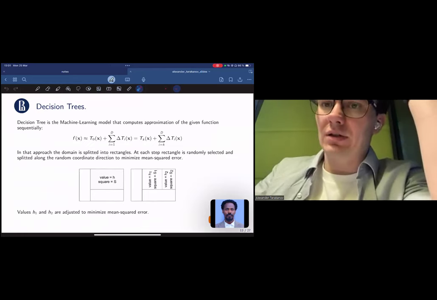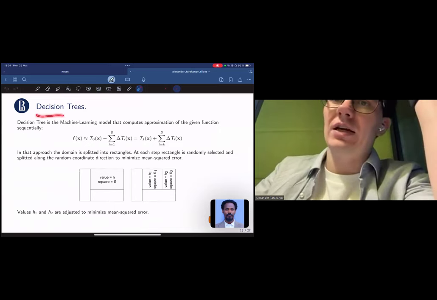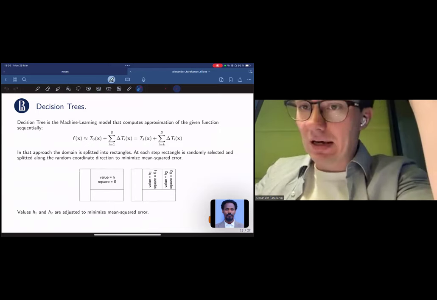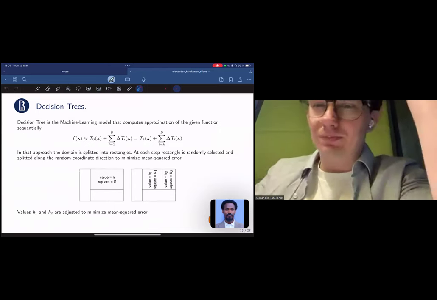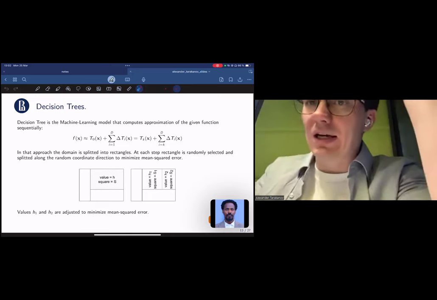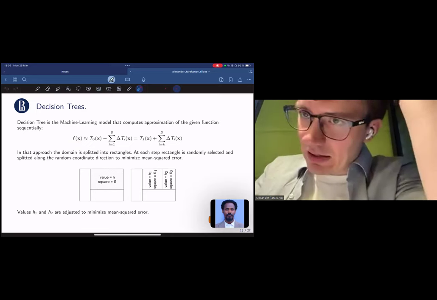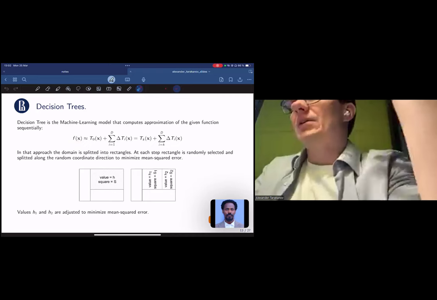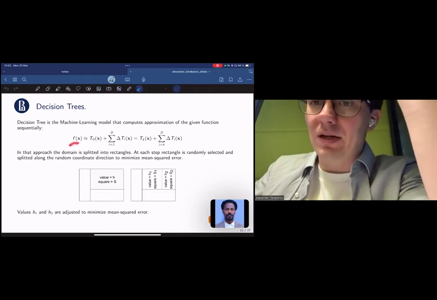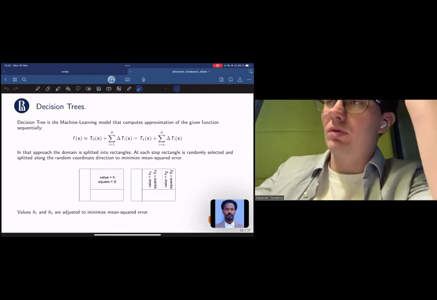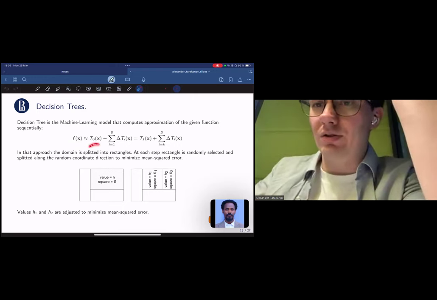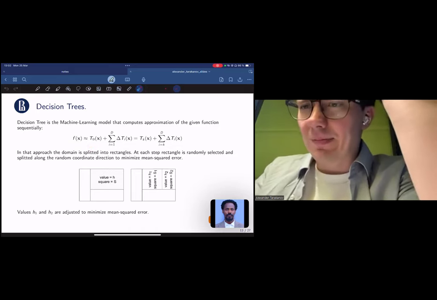In machine learning, there is a very popular, very well-known method called decision trees. In this method, you approximate a given function f with a piecewise constant function t, called a decision tree, and this tree is constructed sequentially. You start with the mean value of function f on the data that you have. So you simply average over all the observations that you have. This is your t sub zero.